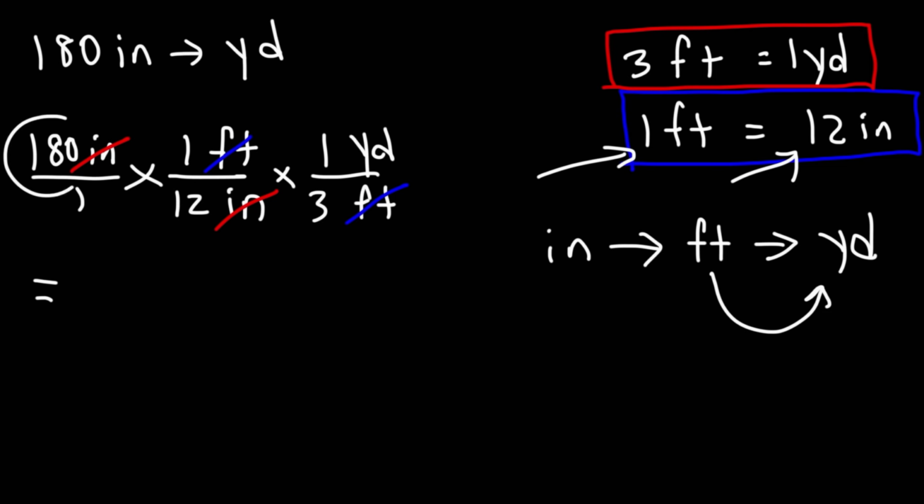So it's going to be 180 divided by 12. Let's do this one step at a time. So 180 divided by 12 is 15. And then we're going to take 15 divided by 3, which will give us 5. So the final answer is 5 yards.